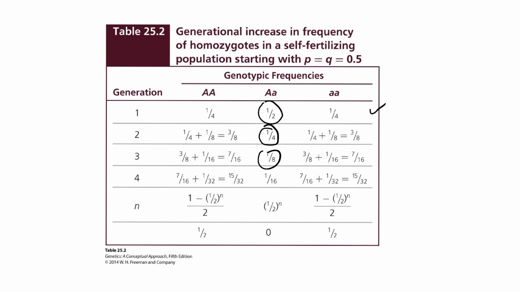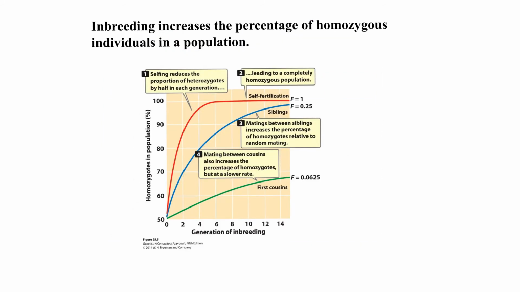However, it is beneficial only until the population is exposed to certain environmental stress, let's say some new pathogen and so on. Because it is homozygous, it has less variability to survive stress selection. So this is just a summary of what we already discussed, that inbreeding increases the percentage of homozygotes in the population.